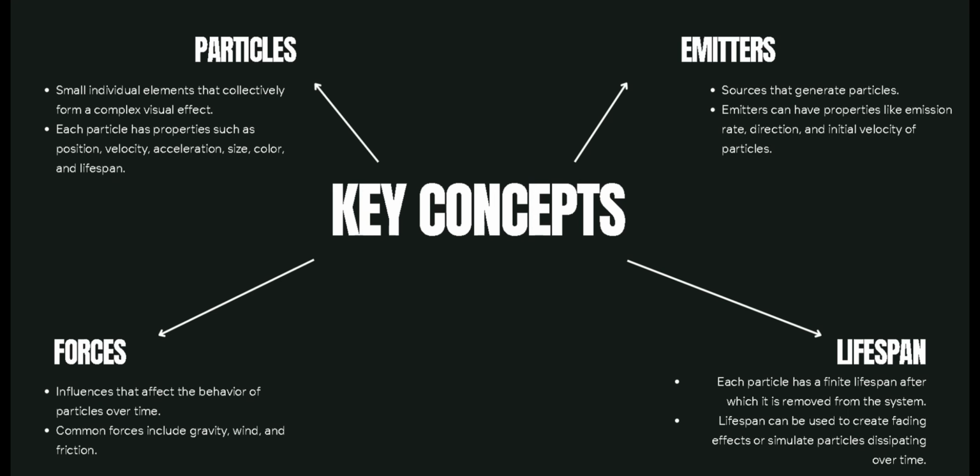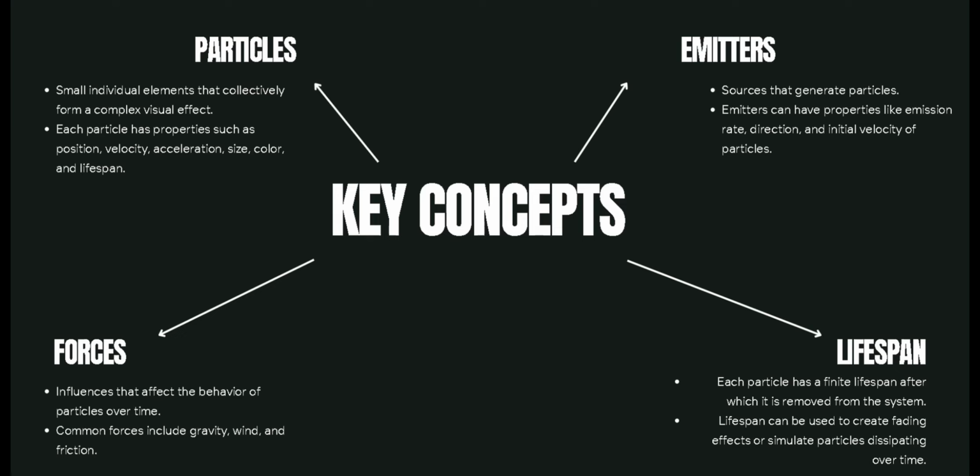There are actually 4 key points of this concept. The first one is particles themselves, small individual elements that collectively form complex visual effects, and each particle has properties such as position, velocity, acceleration, size, color, and lifespan. Then we also have emitters, the source that generates particles, and emitters can have properties like emission rate, direction, and initial velocity of particles.